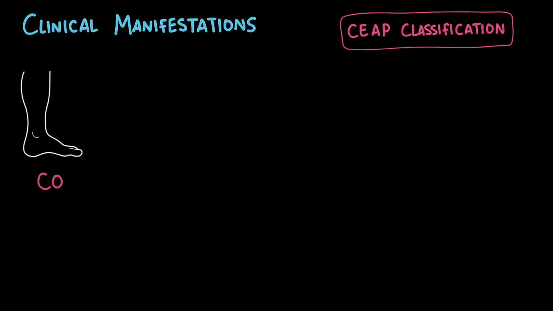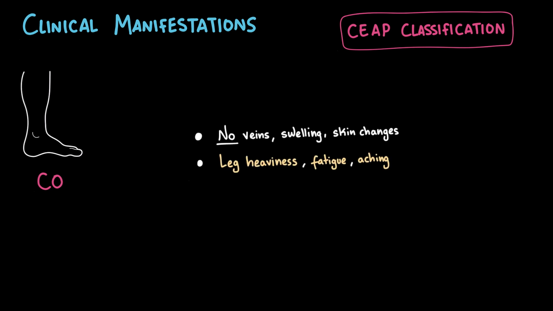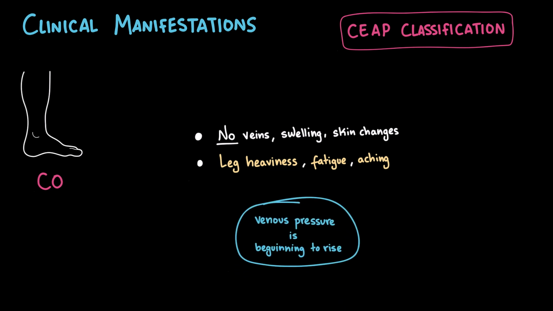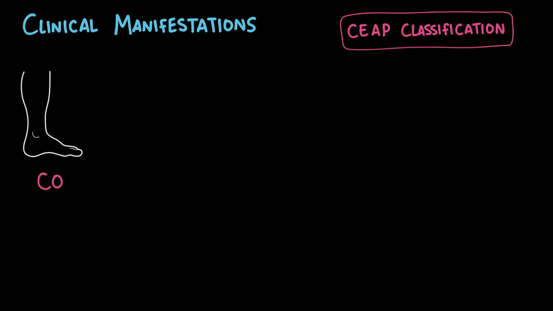So the first stage of this system is C0. At this point, everything looks normal. There are no visible veins, no swelling, and no skin changes. But some patients might already start noticing leg heaviness, fatigue, or aching after standing for long periods, early warning signs that venous pressure is beginning to rise.